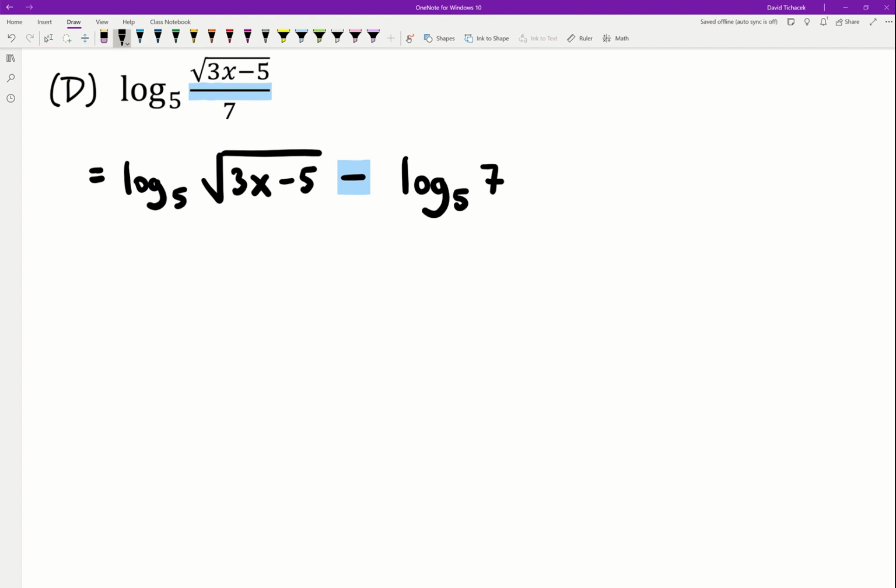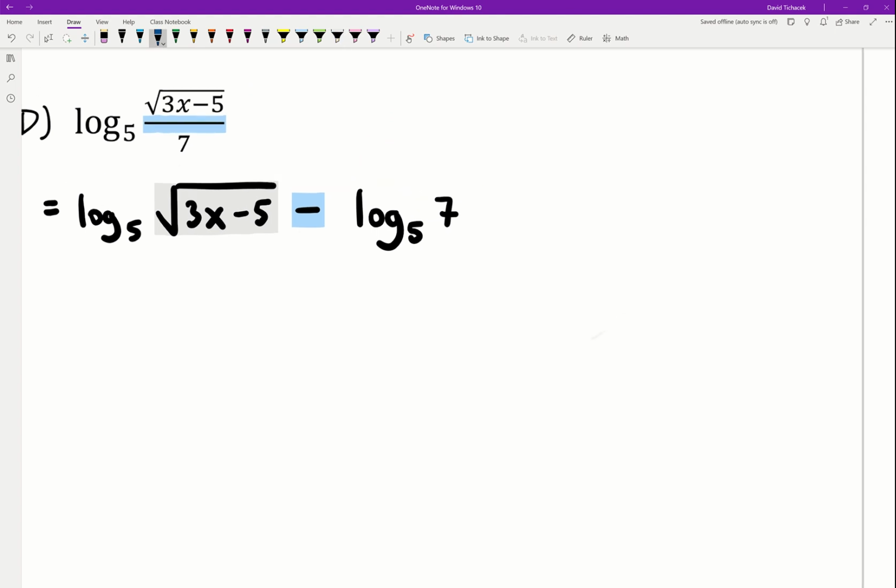Now, taking a look at that second log there real quick, this log asks the question, how many copies of 5 multiply to make a 7? Well, we know not even a single copy or 2 copies of 5 would multiply to make a 7, so that's going to be some sort of ugly decimal number. And so we're just going to keep that as the log base 5 of 7. Turning our attention to the one that came before it, though, we obviously have this to figure out, right? So how do we do a log of a square root?